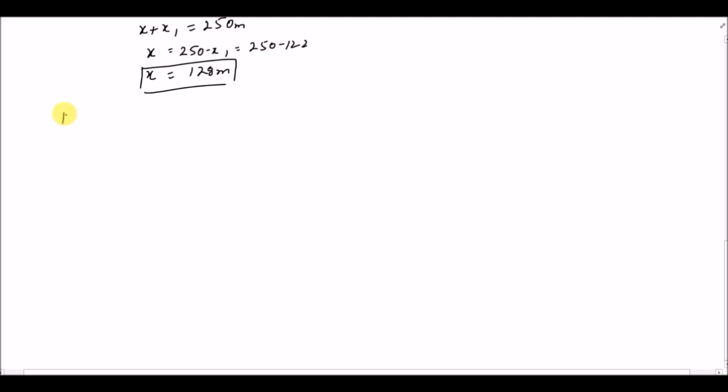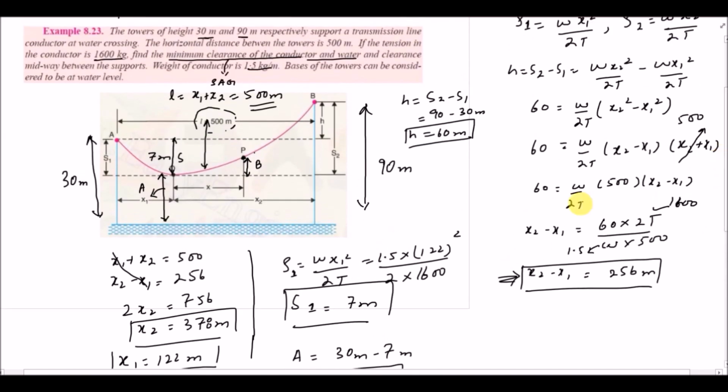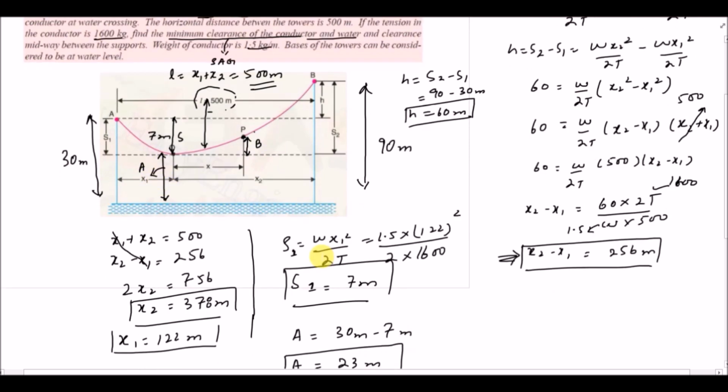Now to find the height B, that will be equal to Wx square over 2T, which is 1.5 into 128 square over 2 into 1600, and that will be 7.68 meter. So by using the value of x, which is the distance between the point O and P, I have calculated the height B, which is the height between the lowest point of the conductor and midway of the span. Now I know the value of B, I already know the value of A. Now if I have to find the total clearance between the point P and the water, then I just have to add these two values A and B, right?